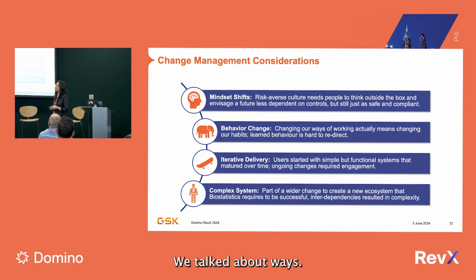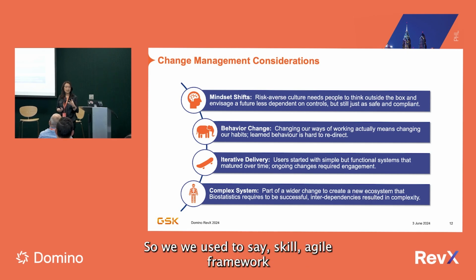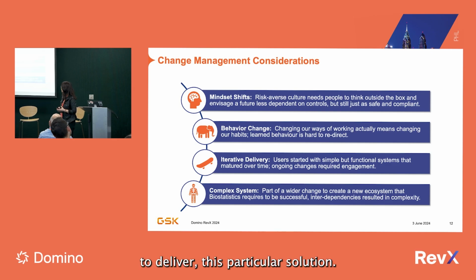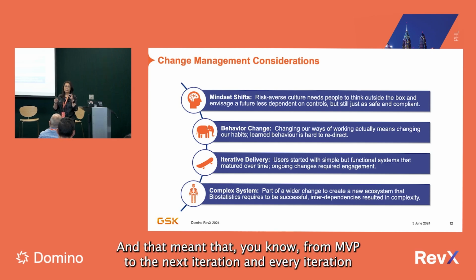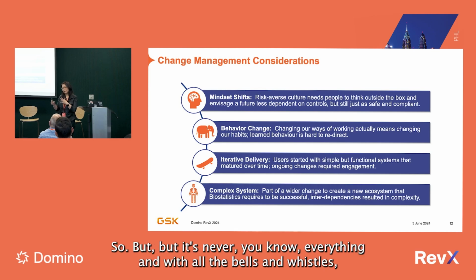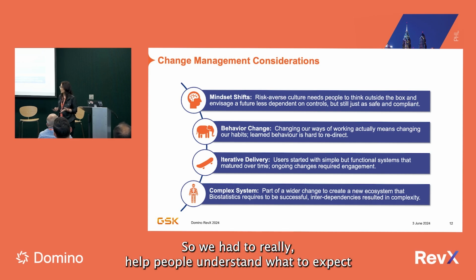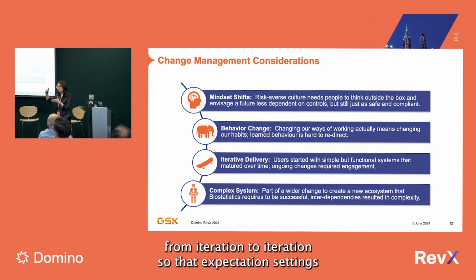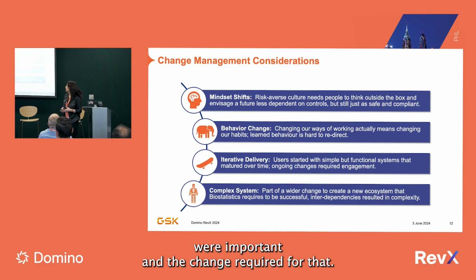Now we talked about iterative delivery. We use the Scaled Agile Framework to deliver this particular solution, and that meant that from MVP to the next iteration, every iteration adds a bit more to the solution that people are using. But it's never all of the bells and whistles all at once. So we had to really help people understand what to expect from iteration to iteration. The expectation setting was important, and the change management required for that.